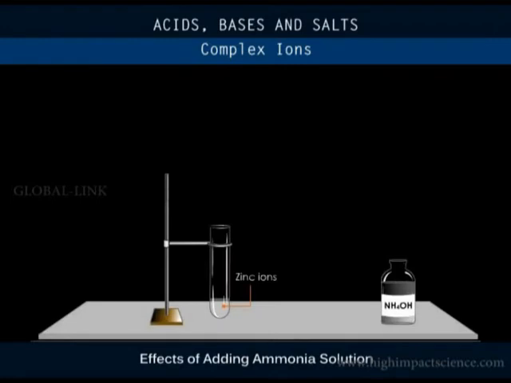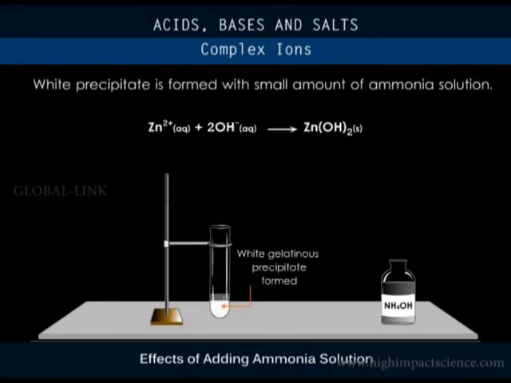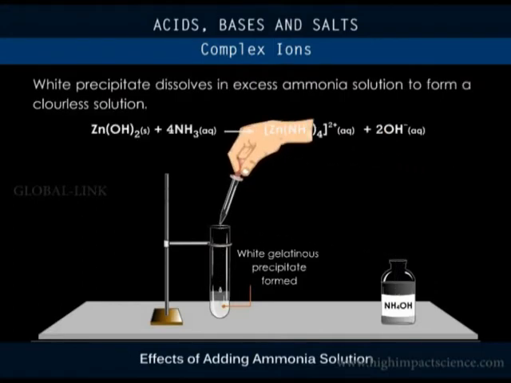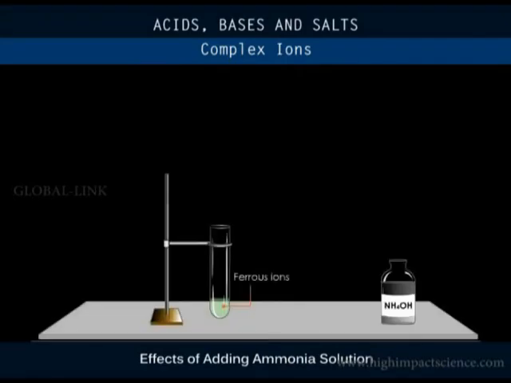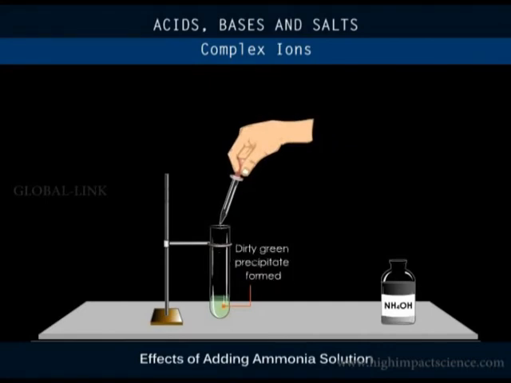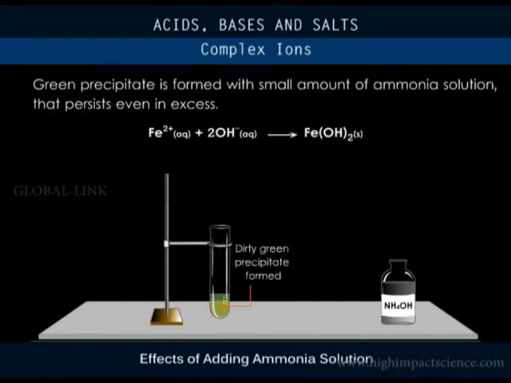Next is zinc ions. Small amount of ammonia solution. A white precipitate is formed. We add excess amount of ammonia solution, and the white precipitate dissolves, forming a colorless solution. Then iron-2 ions. Small amount of ammonia solution. A green precipitate forms that persists even in excess ammonia solution.